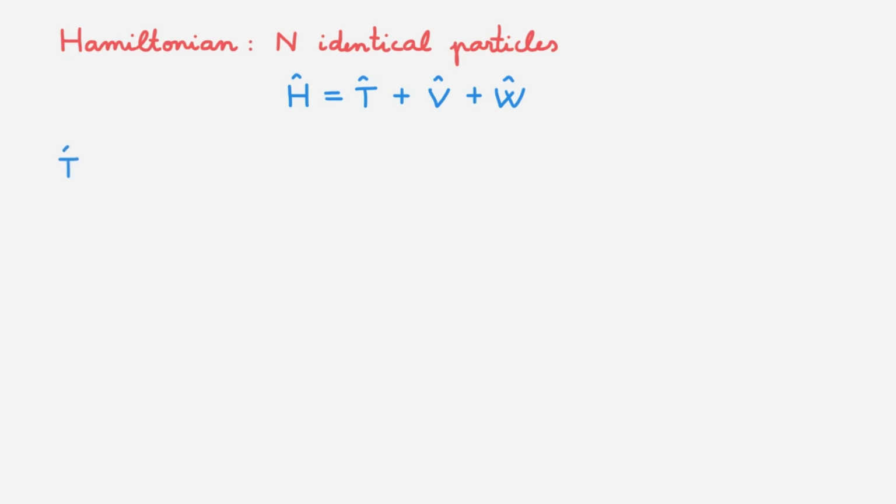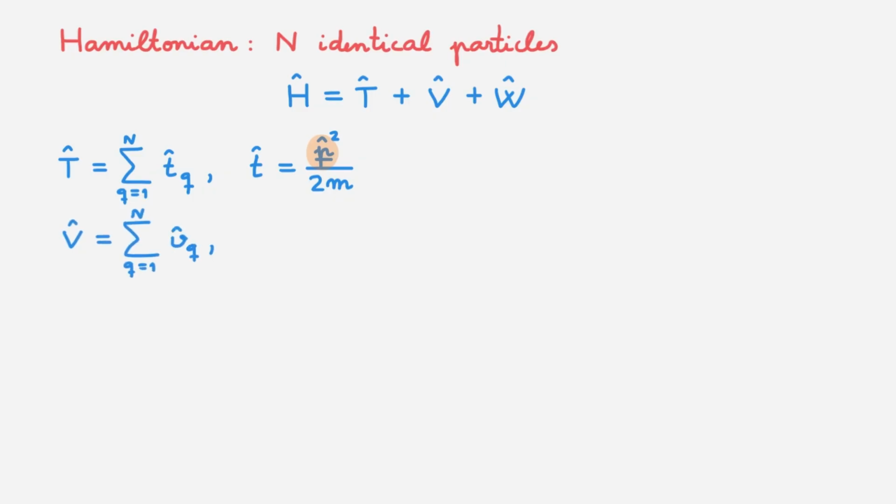The kinetic energy term T is a one-body operator, which we can write in the usual form, and the associated single particle operators are given by the usual expression for kinetic energy, where this here is the momentum operator. The external potential term V is also a one-body operator, and we can also write it down in the usual form. And in this case, the associated single particle operators V are in general functions of the position operator. This external potential could, for example, be an externally applied field.